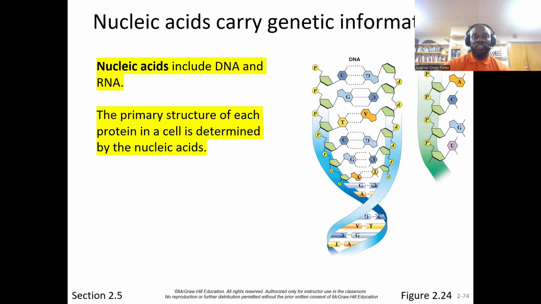Nucleic acids include DNA and RNA. The primary structure of each protein in a cell is determined by the nucleic acids. Nucleic acids give us the genetic code for the proteins in our cells. The proteins are the workers, or the building blocks of our body, but the code for the different types of protein comes from our nucleic acids.